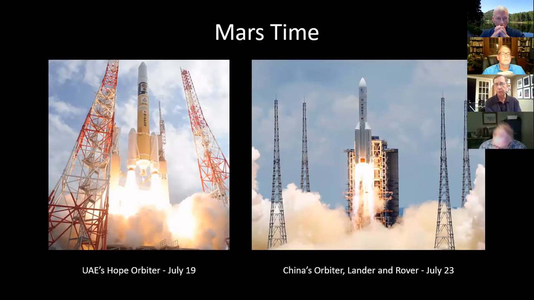About a week later, the Chinese launched a very ambitious mission. They'll be putting an orbiter around Mars, and the orbiter will be scouting locations to put down a lander and a rover. So for their first mission to Mars, it's not only complex, but it's a fairly ambitious mission.